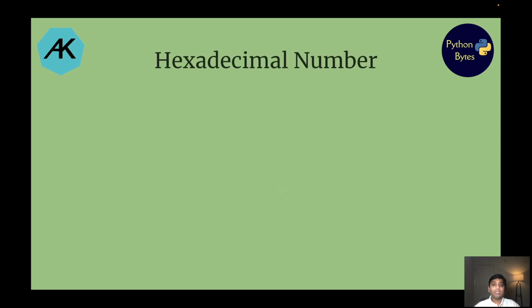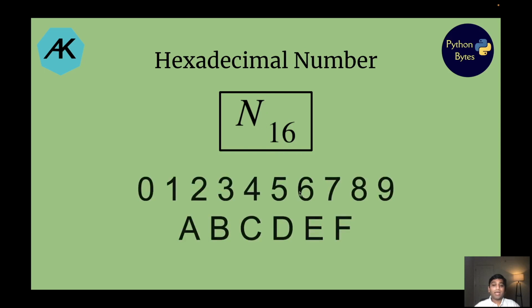Then the next one is hexadecimal number. As the name says, there are 16 numbers or 16 characters to represent a hexadecimal number, and it is written as n to the base 16. Because there are no 16 digits, we use 0 to 9 and A to F to represent hexadecimal number. So 0 to 9 are represented as the digits, and when we have to write 10 in decimal into hexadecimal, we write A, and so on and so forth. So F becomes 15 in decimal.